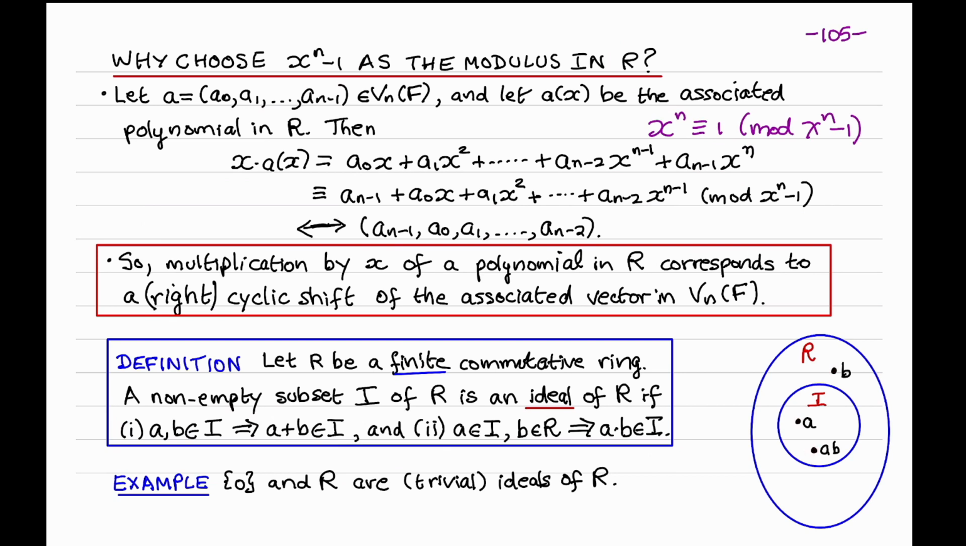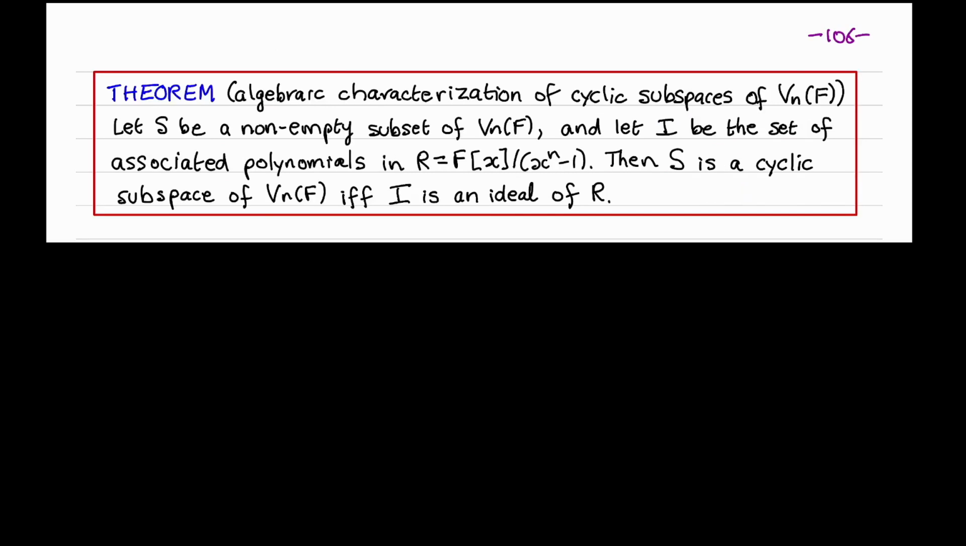Two trivial examples of ideals are the zero ideal and the ring R itself. You can check that these two sets satisfy the definition of what it means to be an ideal. All right, here's our algebraic characterization of cyclic subspaces of our vector space Vn of f. Let S be a non-empty subset of the vector space, and let I be the set of associated polynomials in the ring R. Then S is a cyclic subspace of Vn of f if and only if I is an ideal of the ring.